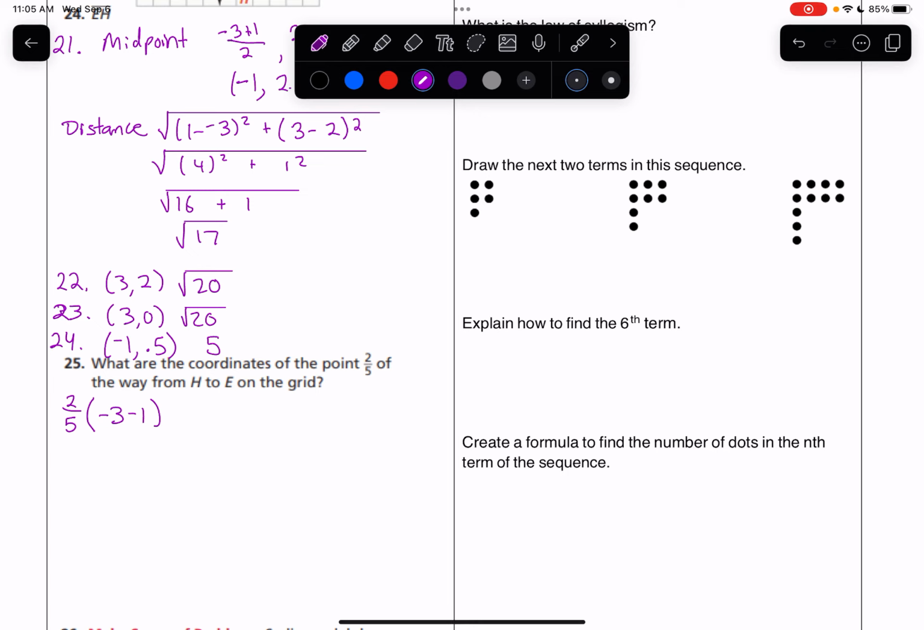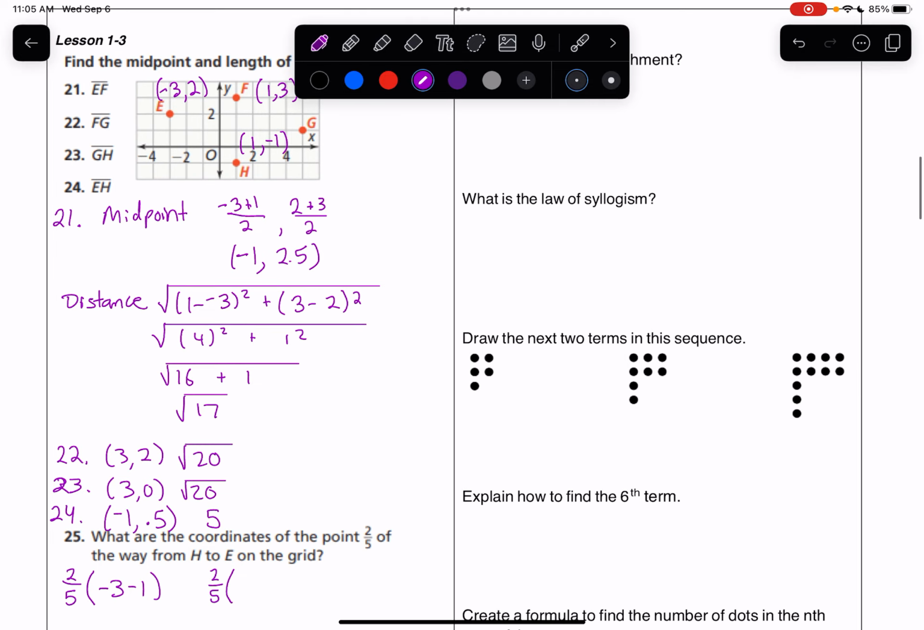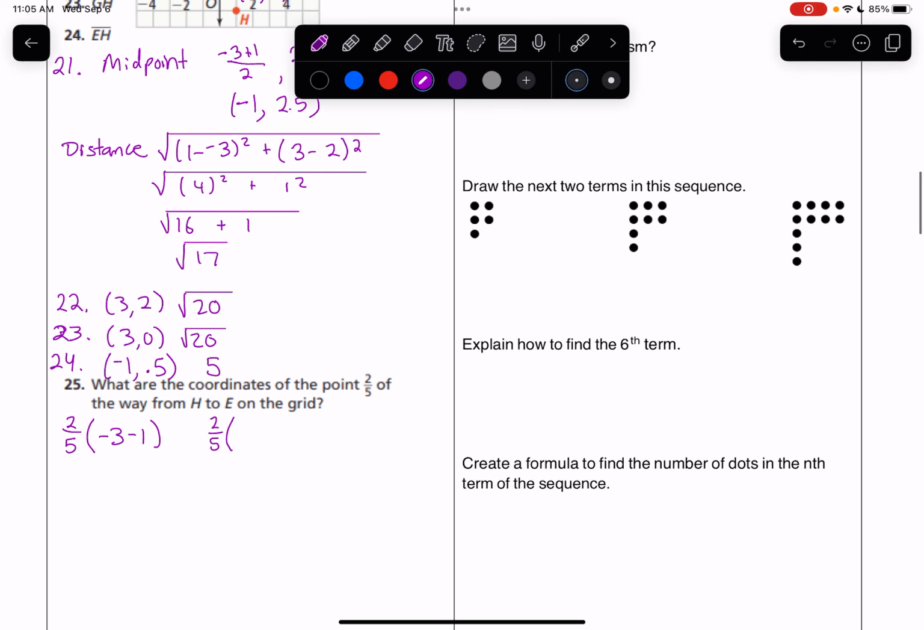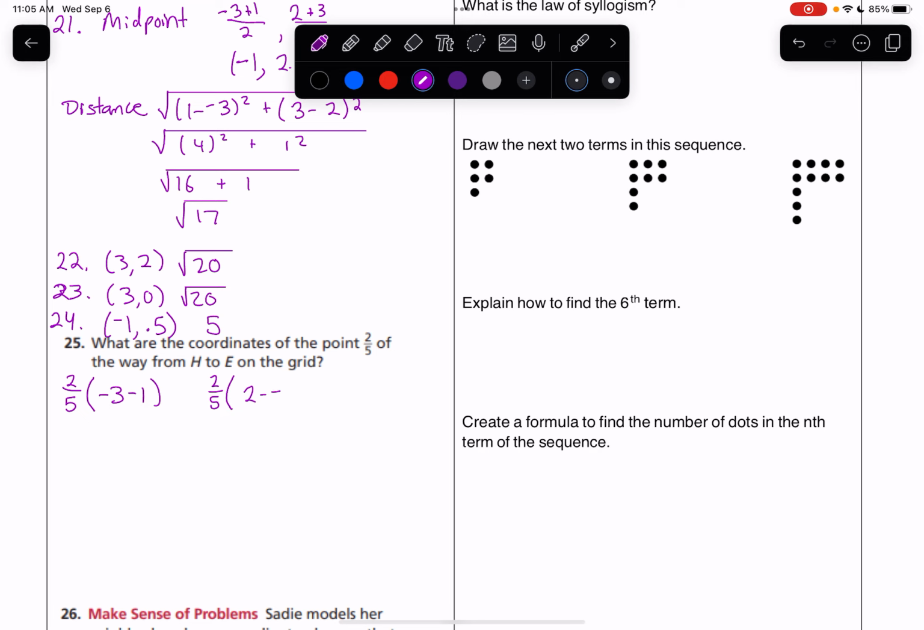And we'll do the same thing for the y's. We'll take 2/5 of the change in the y coordinates. So the y coordinate of E minus the y coordinate of H. So that's 2 minus -1. So we find out that 2/5 here would be 2/5 of -4. And over here it would be 2/5 of 3. And I'm going to go ahead and turn those into decimals when I do the multiplication there.